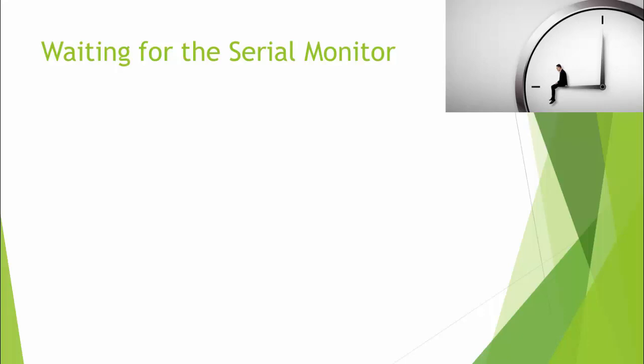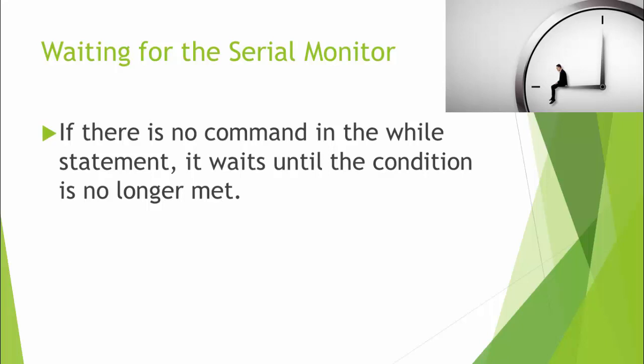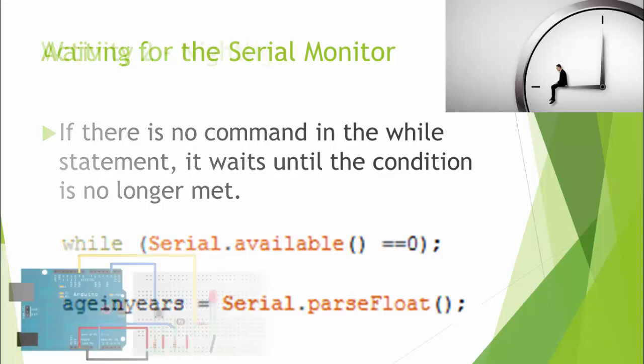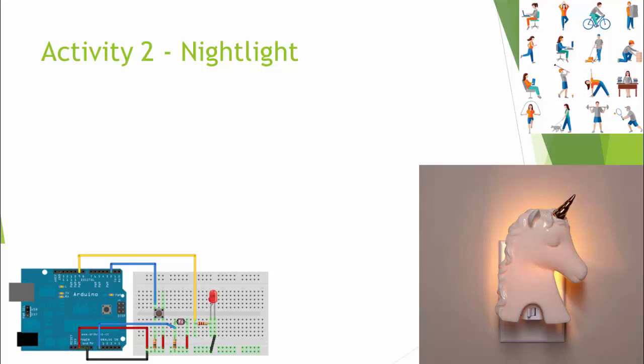Okay, so I alluded to this previously. We can wait for the serial monitor. Our while loop here waits. In this case, we can see while serial.available is 0, it continues to check. Once that value is not 0, then in this case it's attaching the age in years. So this is our implementation of retrieving the age in years. Okay, so we can do many kinds of things with those while loops, waiting for situations to change.